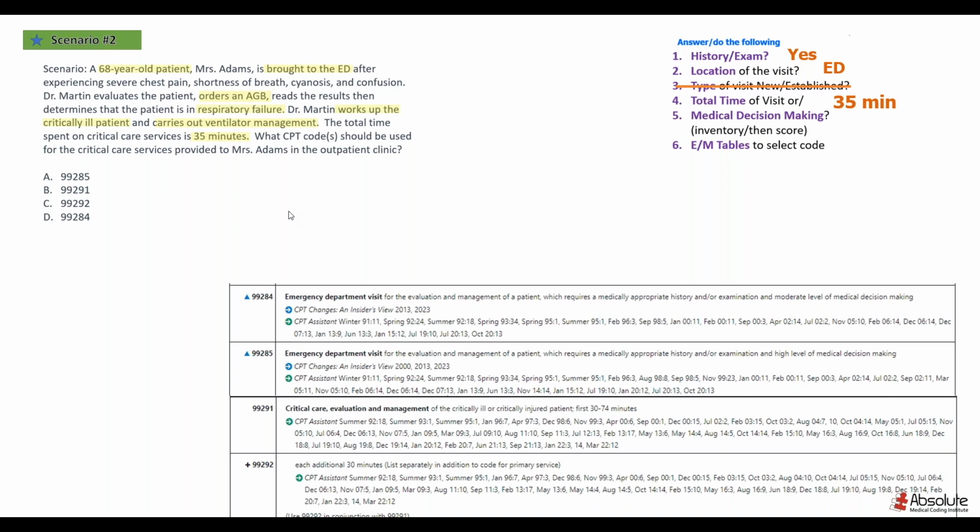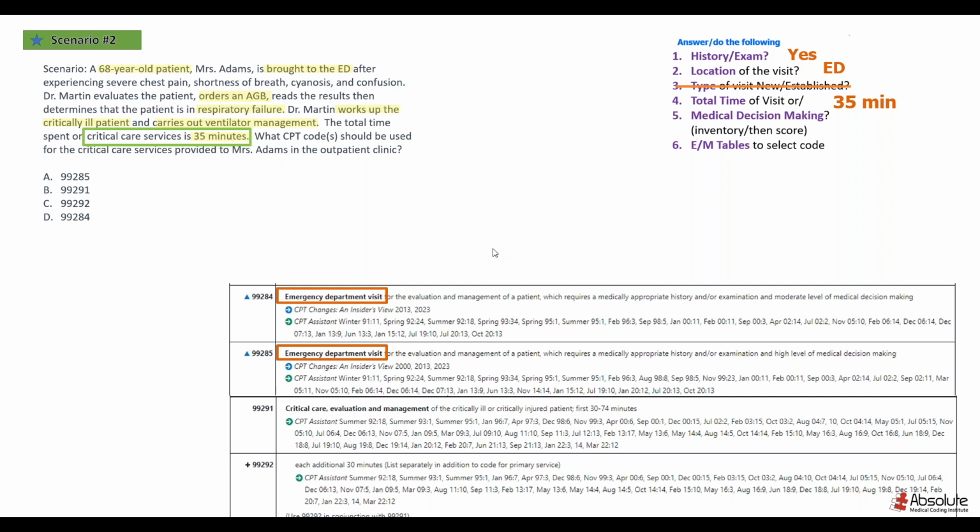So what's the total time of the visit? It's 35 minutes of critical care services which has been given. So when total time is documented, we are going to solve them using total time. We are not going to use MDM at the moment. So we are going to solve them.